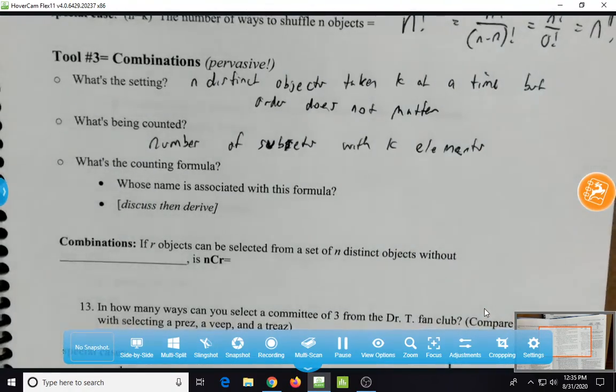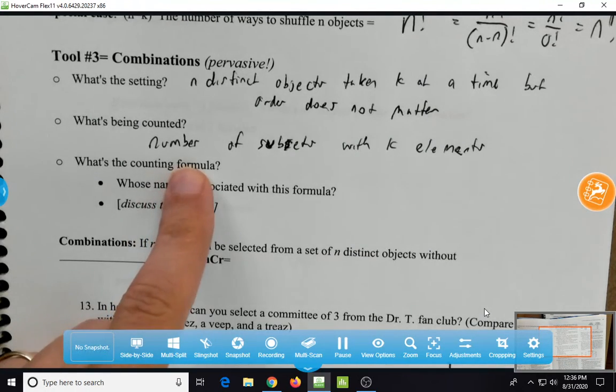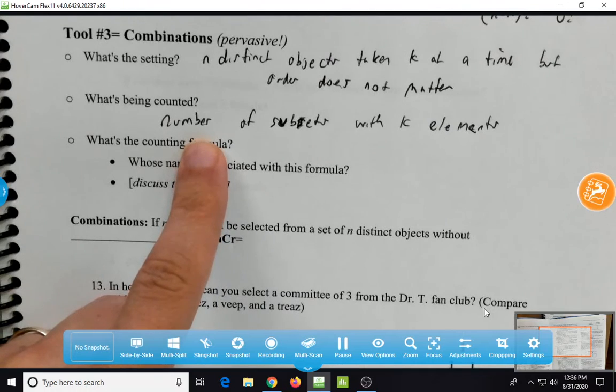So the difference between the Dr. T's fan club, and maybe that's going to come here. Oh, that's number 13. We have 20 people in the room, and I want to take them 5 at a time. Well, I don't really care if I pick myself first and then Gabe and then Dave, or Dave first, then Gabe, and then me. I just need 5 people to go. There's no sort of preeminence in our club here. So that's the difference between when we had a first, second, or third kind of case.